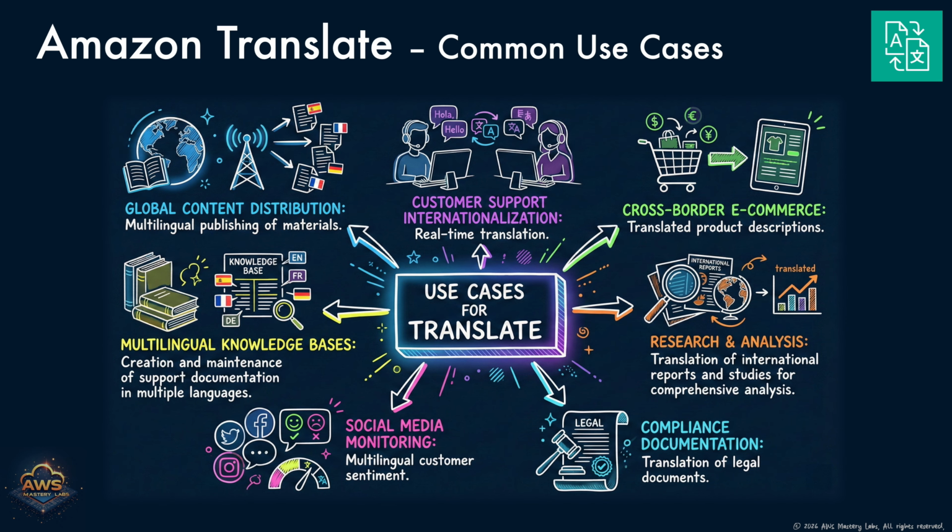Amazon Translate unlocks powerful use cases across industries by making language translation fast, scalable, and accurate. One of the most common applications is global content distribution. Whether you're publishing a website, launching a new marketing campaign, or sharing product documentation, Amazon Translate allows you to instantly localize content in multiple languages.